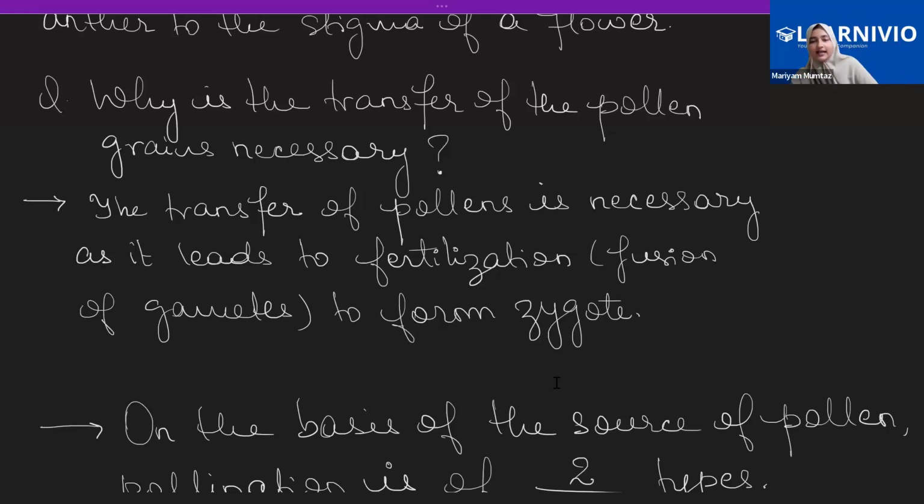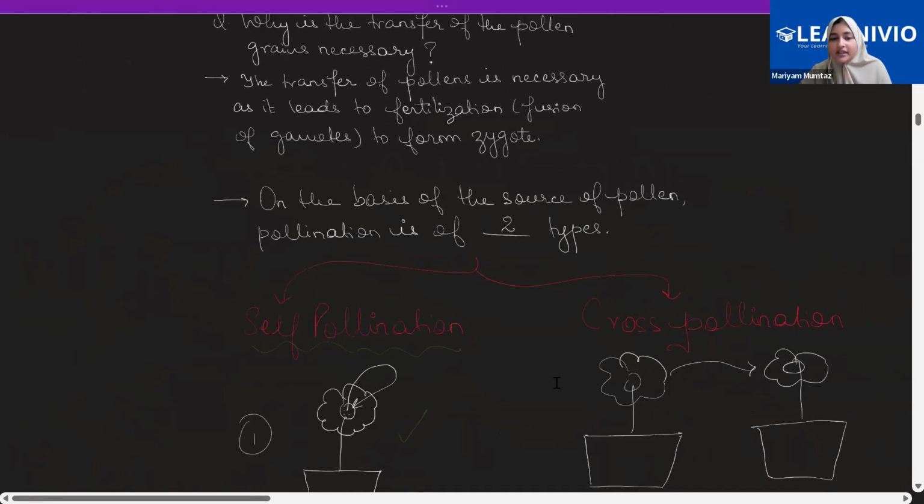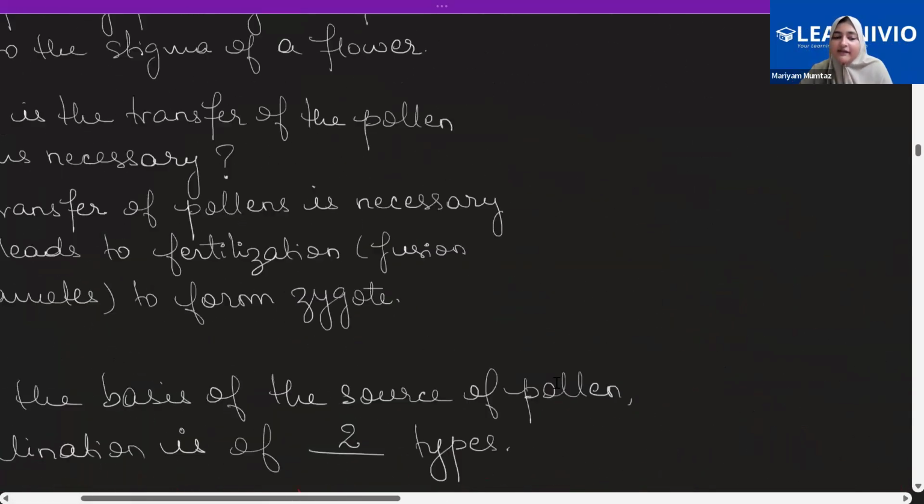Okay. So for today's class, we will be keeping it till here only and we'll discuss the types of pollination in the next class. Do you people have any doubts?